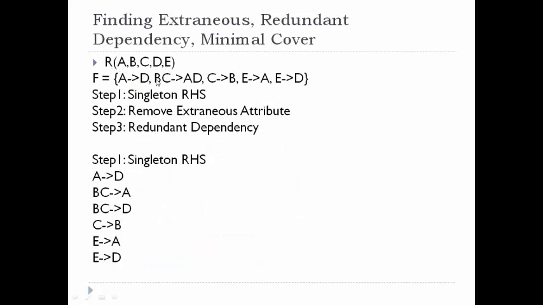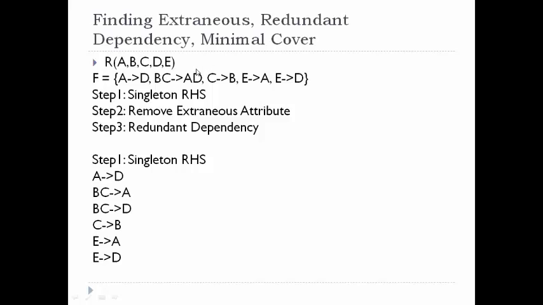And this is another example which includes removing extraneous attributes and finding minimal cover. So let us take this schema which includes A, B, C, D and E, and the functional dependencies be A tends to D, BC tends to A, D, C tends to B, E tends to A, E tends to D. The first step is to consider all the right hand side attributes as singleton attributes.